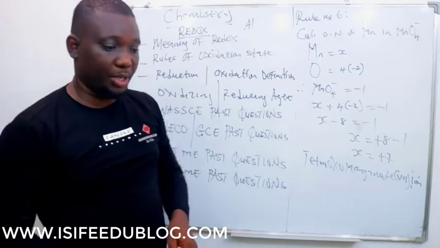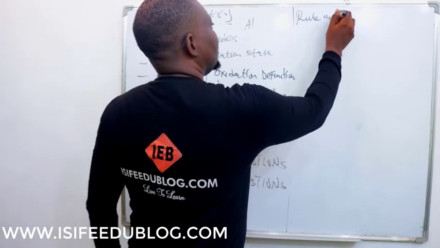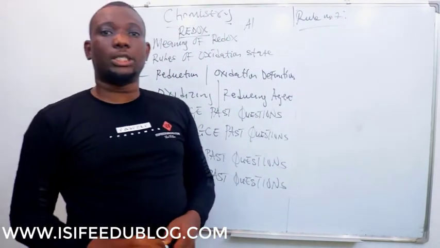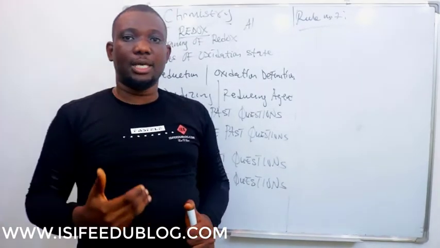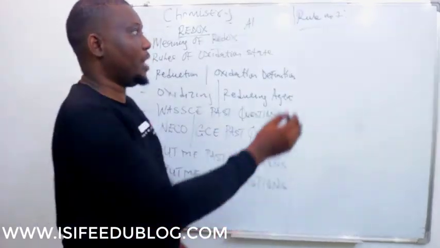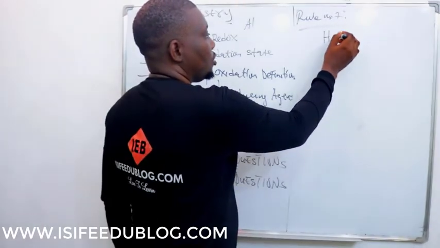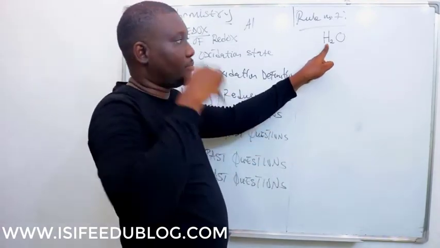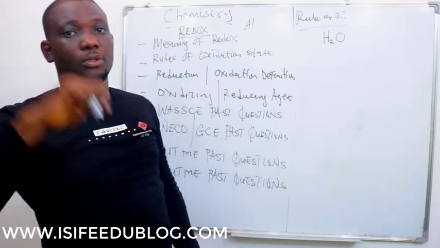So the last rule will be rule number 7. In rule number 7, the algebraic sum of oxidation states of all the atoms of elements in a compound is equal to 0. The sum of everything in this compound, the sum of H2 and O, the sum of all the atoms, hydrogen atoms and oxygen atom in this water molecule, must be equal to 0.